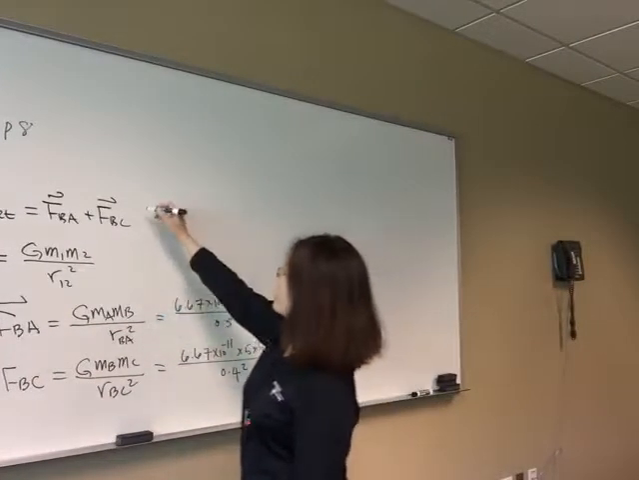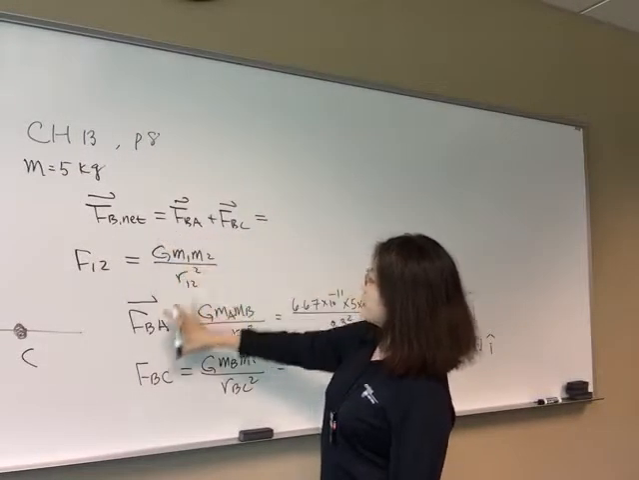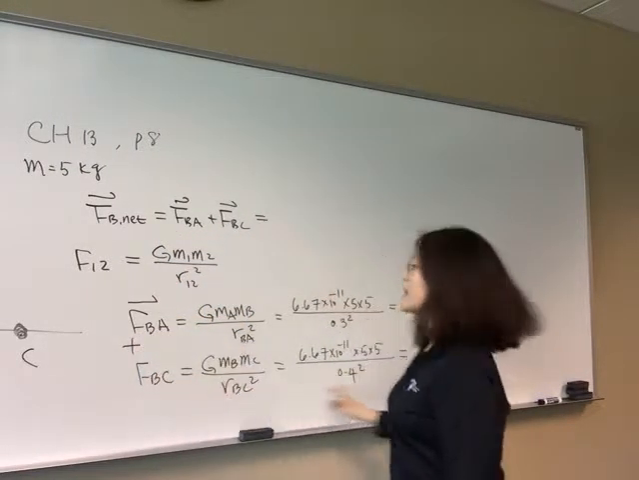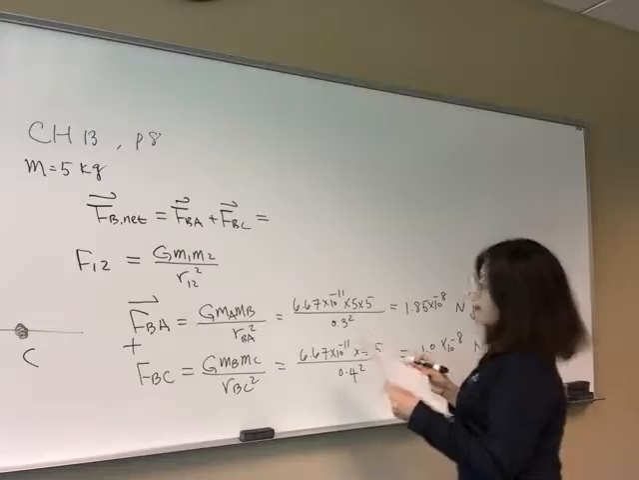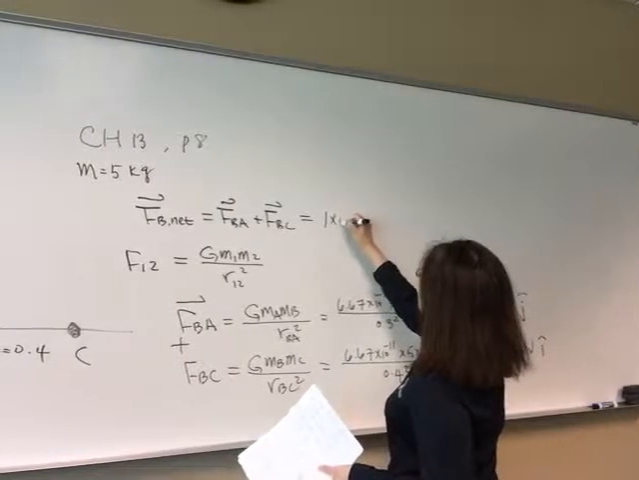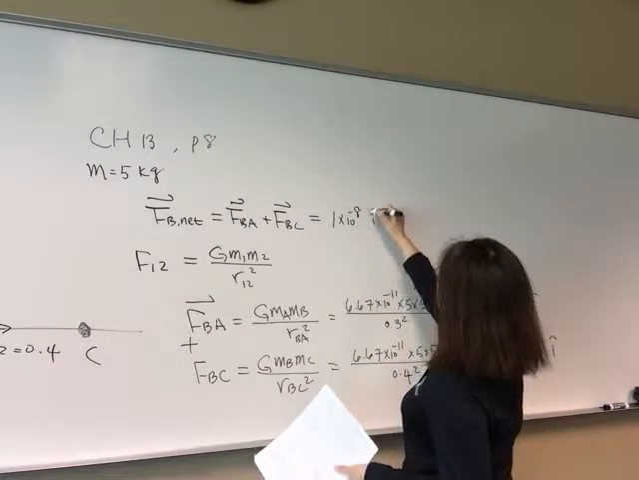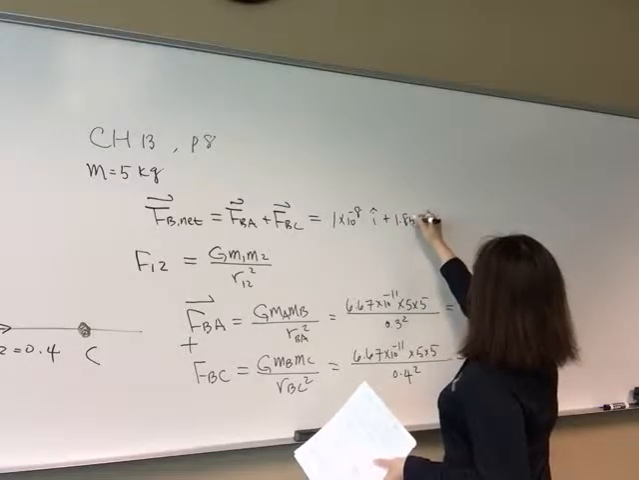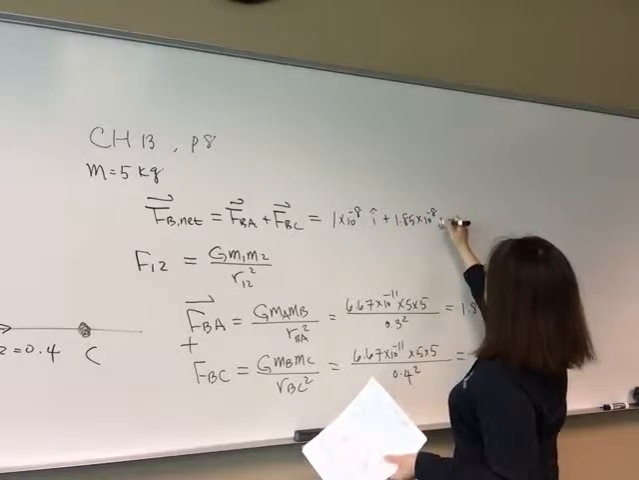Now expressing this, the net force is the sum of these two. When you add them together, what you have here is 1 times 10 to the negative 8 i hat, plus 1.85 times 10 to the negative 8 j hat.